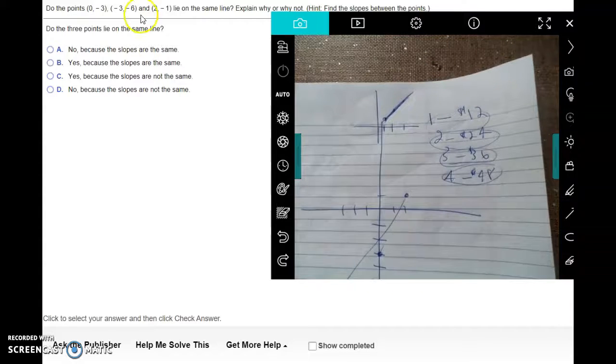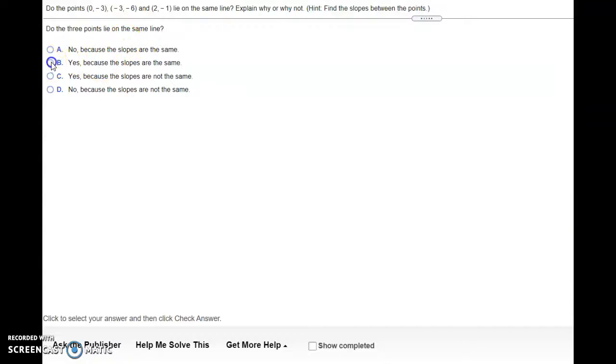So these 3 points lie on the same line, yes, because they have the same slope. So we will check our answer. Yay, we got it right.